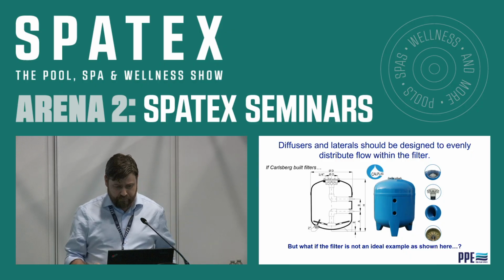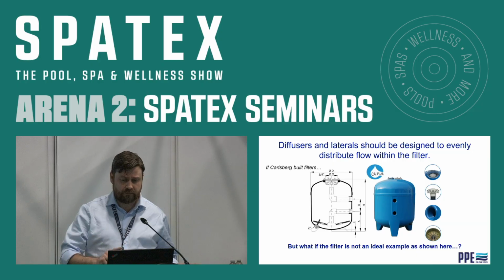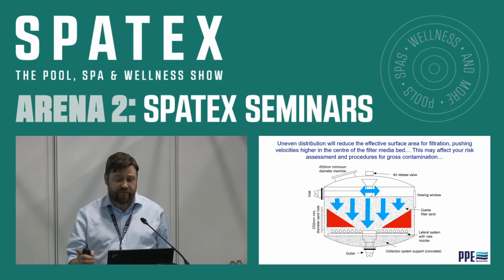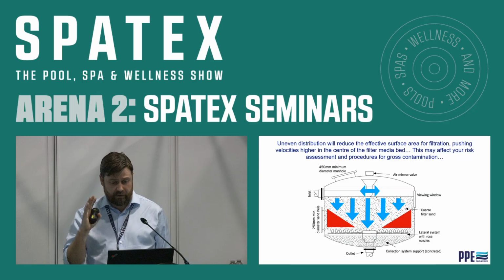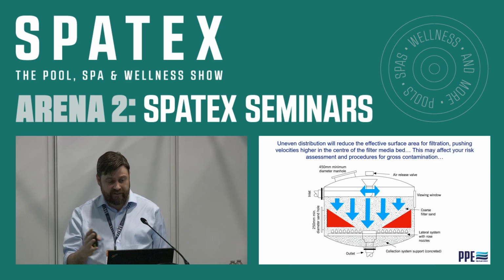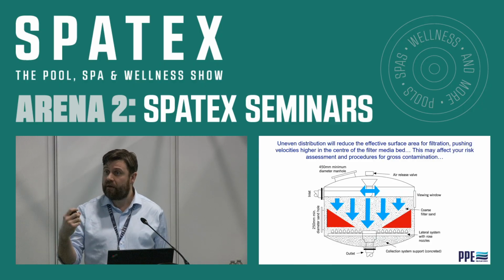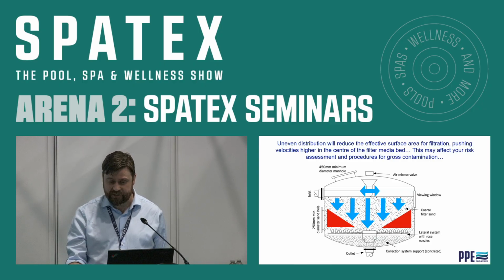So, if we don't have an ideal example, what might we come across that's going to actually affect things and could actually lead to some big operational problems? The main thing is going to be an uneven distribution of water through the filter, which is going to reduce the effective surface area of the filter, pushing velocities higher in certain areas and lower in others. This could, of course, create risks, and that will have to have an impact on your operational procedures and indeed your risk assessments, especially for things like your emergency action plans for gross contamination.